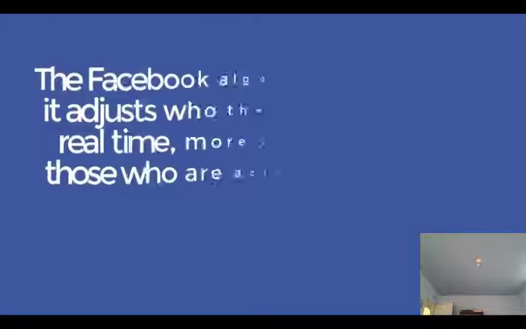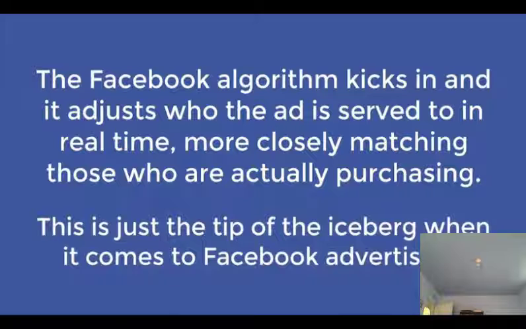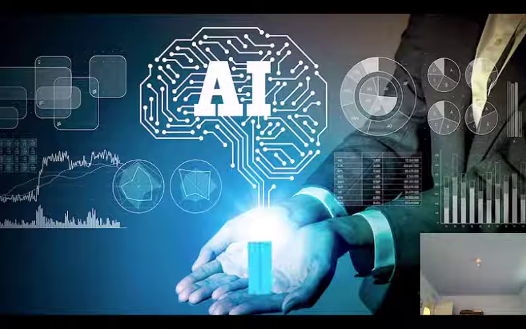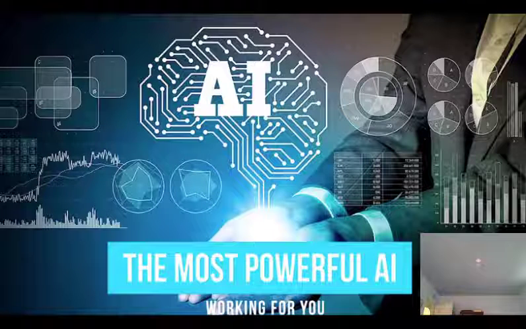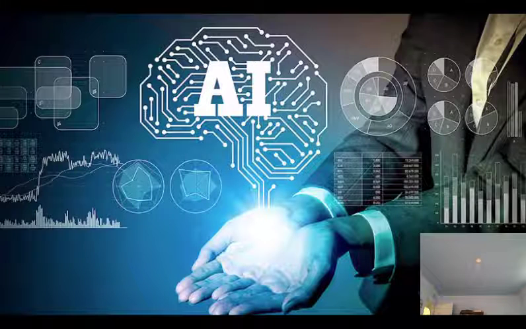And as people start responding to the ad and making purchases on your website, the Facebook algorithm adjusts who the ad is served to in real time, more closely matching those who are actually buying in the moment. Further refining your ad's delivery, putting your ad in front of the people who are most likely to make a purchase based on who is currently making purchases. Think about this. Artificial intelligence at your service. Did you ever think a small business owner could have the luxury of having the most powerful AI on the planet working for you? This is the most powerful marketing department you could ever have, and it all works automatically in the background for you at no extra charge.